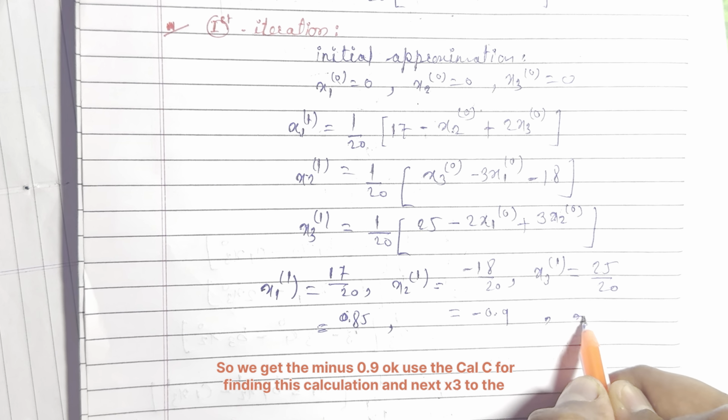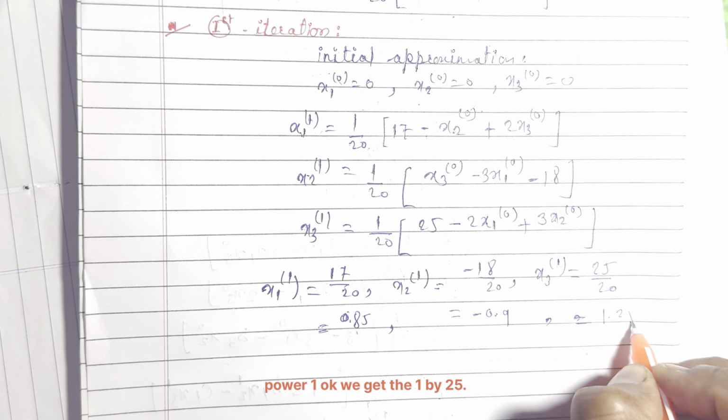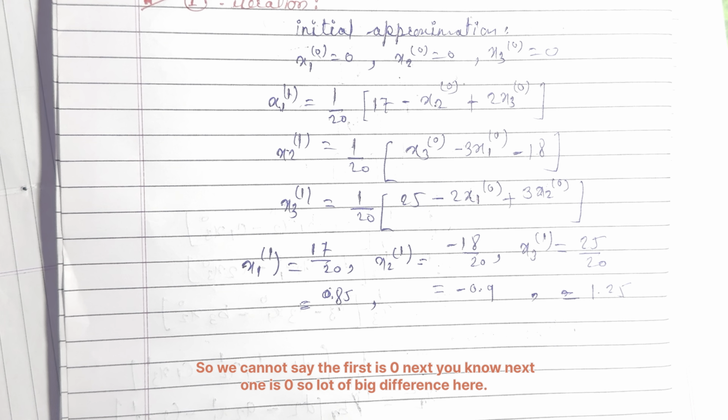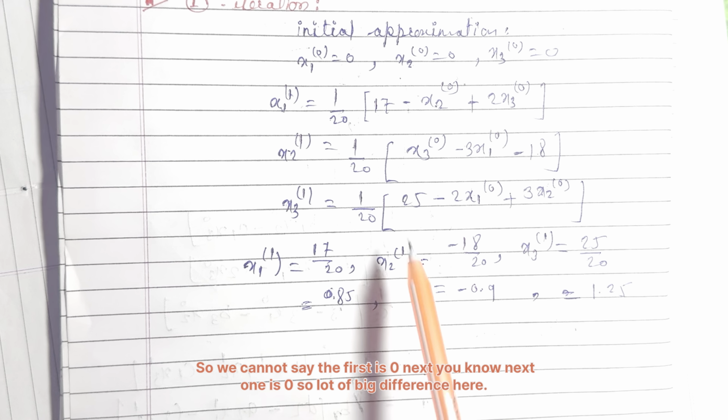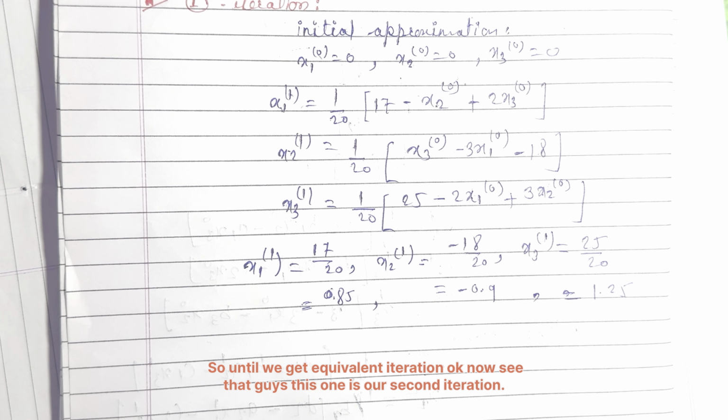And next x3 to the power 1, we get 1.25. So you can see, guys, there is a lot of difference between them. Okay, so we cannot say the first is 0, the next one is 0, so a big difference here. So we have to find further iterations, until we get equivalent iterations.